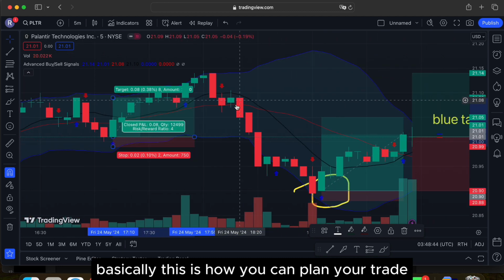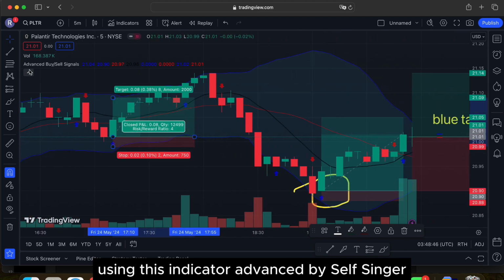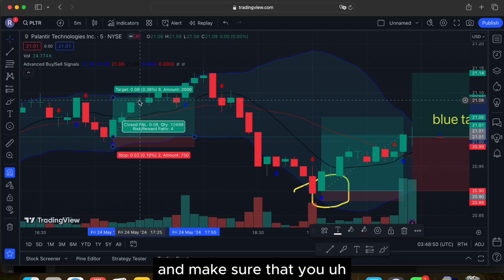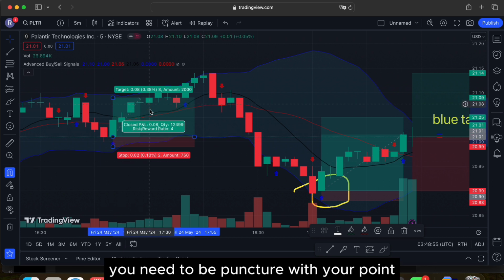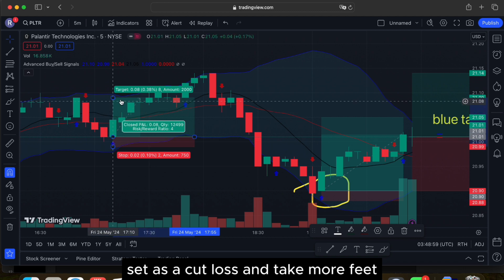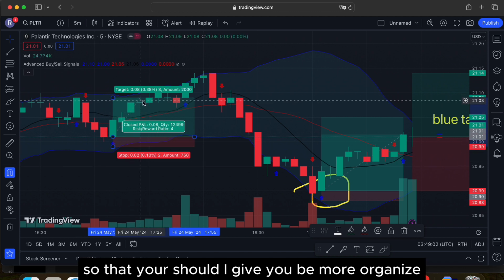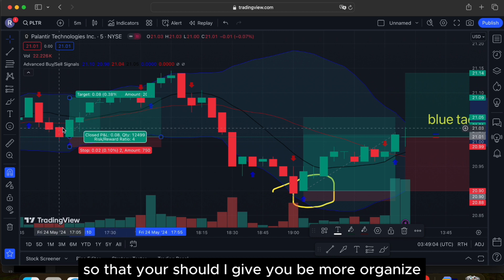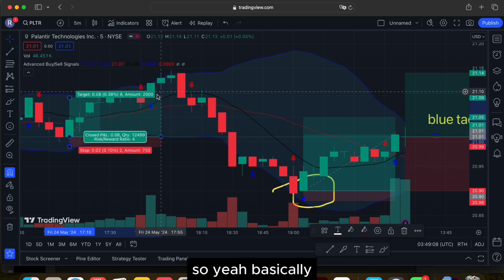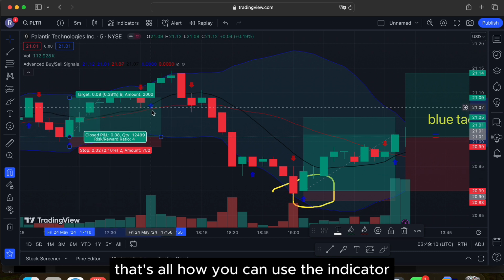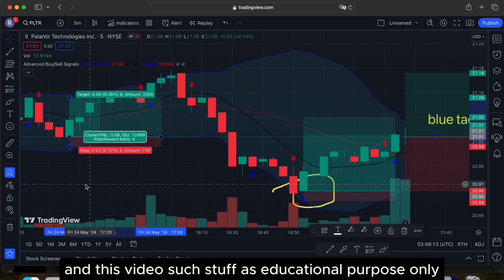So basically this is how you can plan your trade using this indicator, advanced buy sell signal, and make sure that you are sure with your cut loss point and take profit point. You need to be punctual with the points you set as cut loss and take profit, so that your strategy will be more organized, and you can make a profit based on your strategy. That's all for how you can use this indicator, and this video serves as educational purpose only.